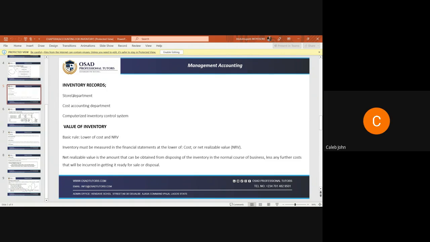Inventory must be measured in the... You want to say something? I'm saying that if the cost is lesser than the net realizable value, is it that amount of cost you put down in the balance sheet? Yes, it's the lower one we always put. That's why they say lower of cost and net realizable value.